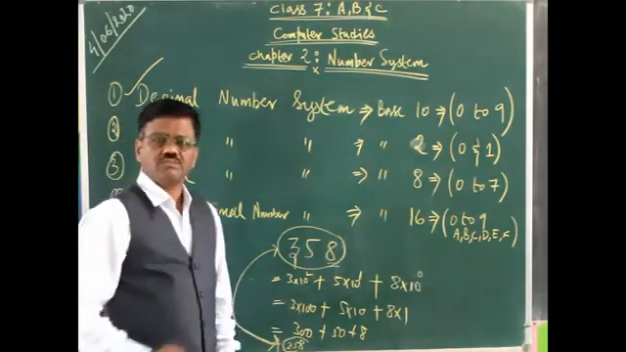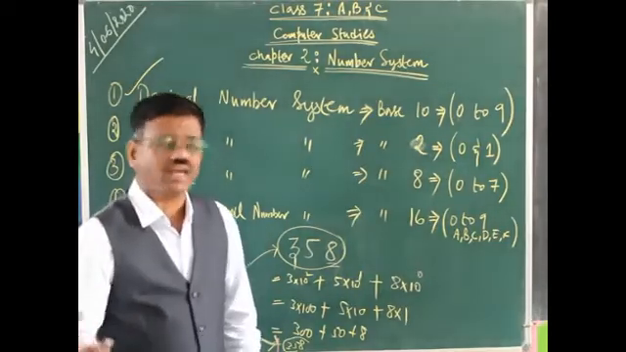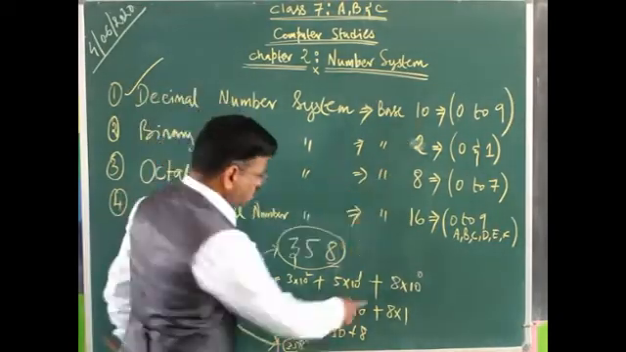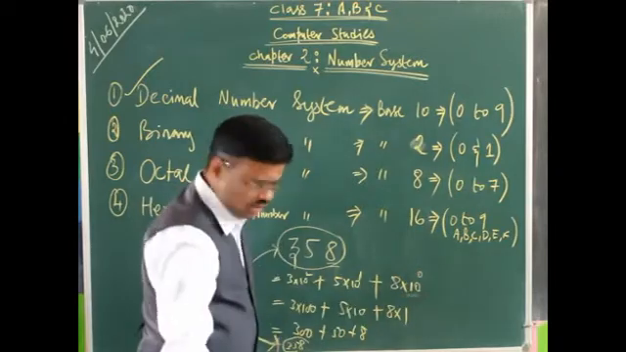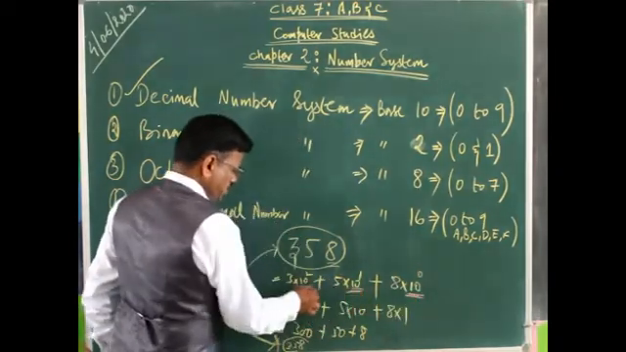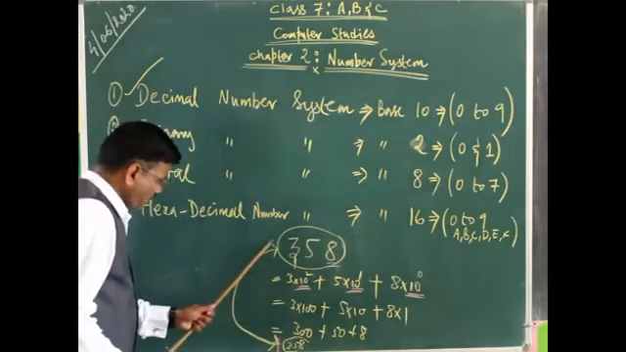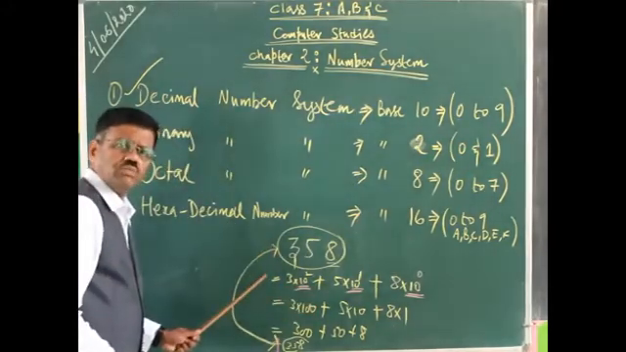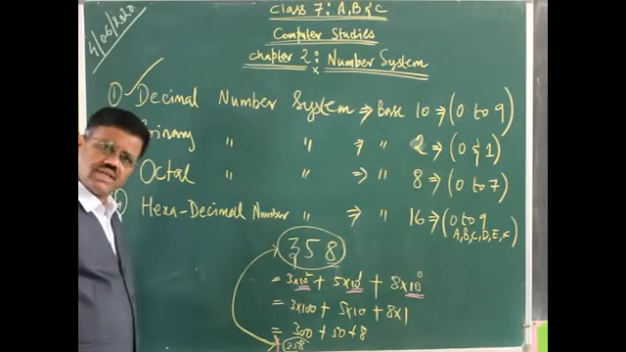Why is it called decimal? As I told you, decimal means how much? 10. The base is 10. 10 to the power of 0, 10 to the power of 1, 10 square. If you have one more digit, 10 cube, 10 to the power of 4 and so on. Right?